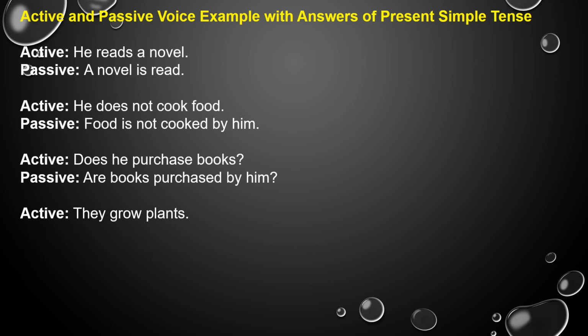Next, active: They grow plants. Passive voice: Plants are grown by them.